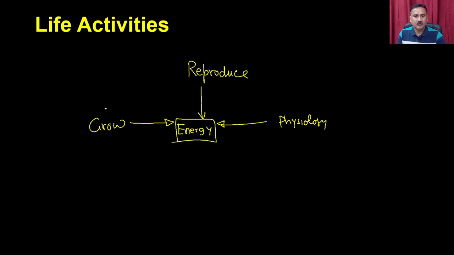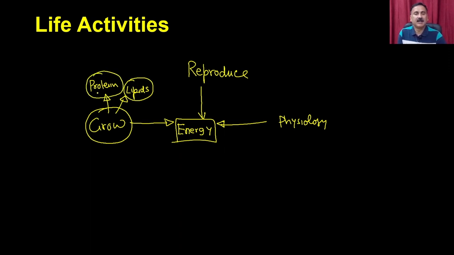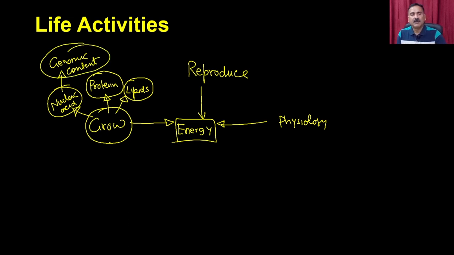And you might know that if an organism has to grow, it has to synthesize different types of molecules. Like it has to synthesize proteins, it has to synthesize lipids, right? Because lipids are going to be a part of the plasma membrane, and proteins are also present in the different types of plasma membrane, and they are also the building blocks. Apart from that, it also has to synthesize nucleic acid, right? And that nucleic acid is required for serving the purpose of the genomic content of the cell. Because when you want to grow, you also have to produce more and more cells, right? And for that purpose, you require the synthesis of different types of molecules.